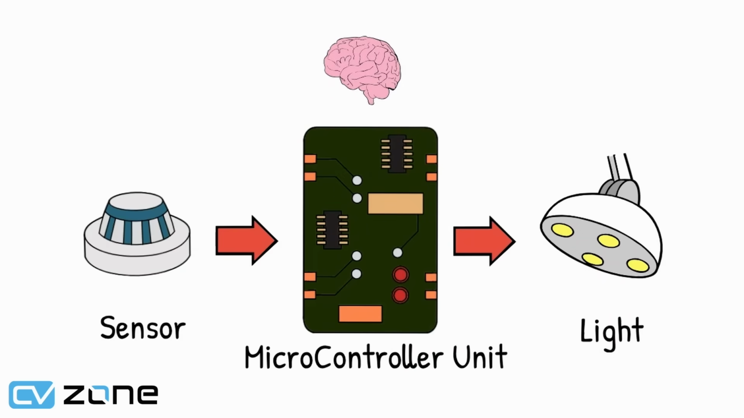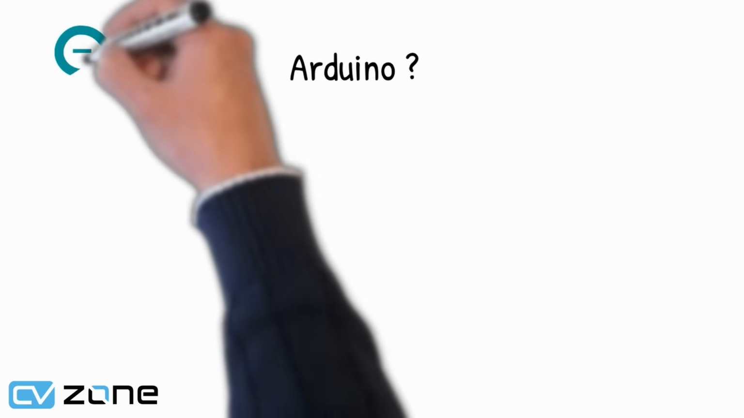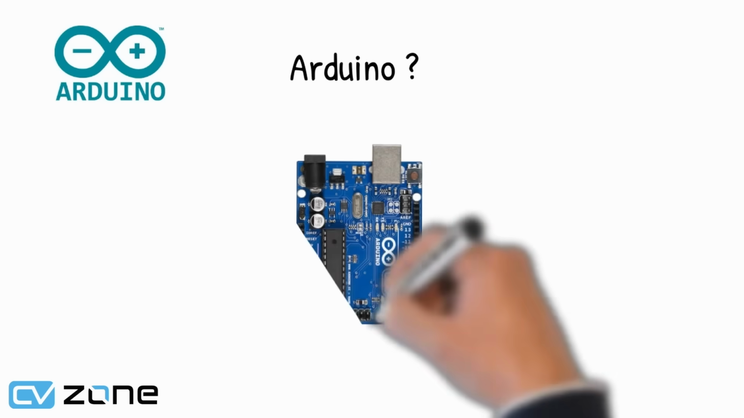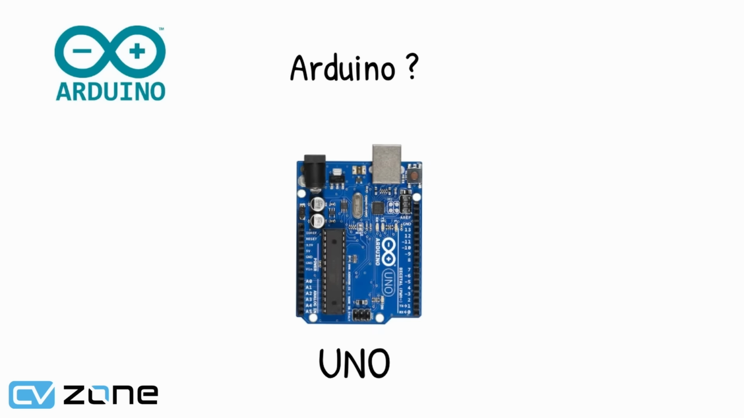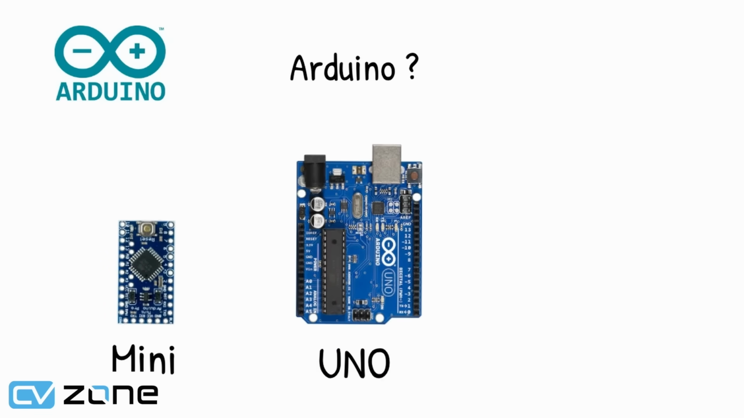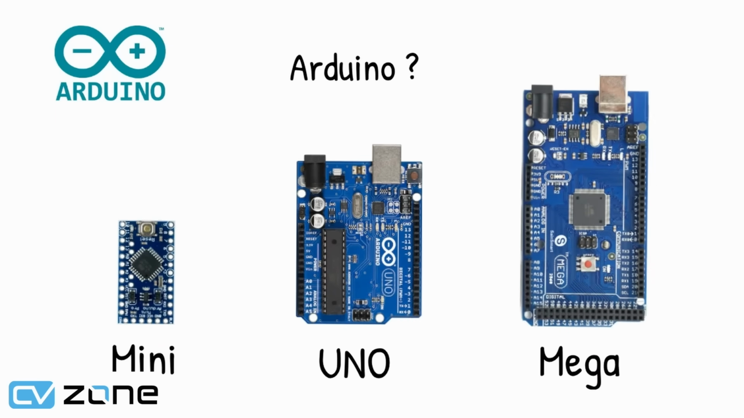So where does the Arduino come in? Arduino is a company that produces microcontroller boards. They have different versions that cater different scenarios. The most commonly used is the Arduino Uno. They also have more compact versions like Arduino Mini and bigger versions that can handle more sensors like the Arduino Mega.